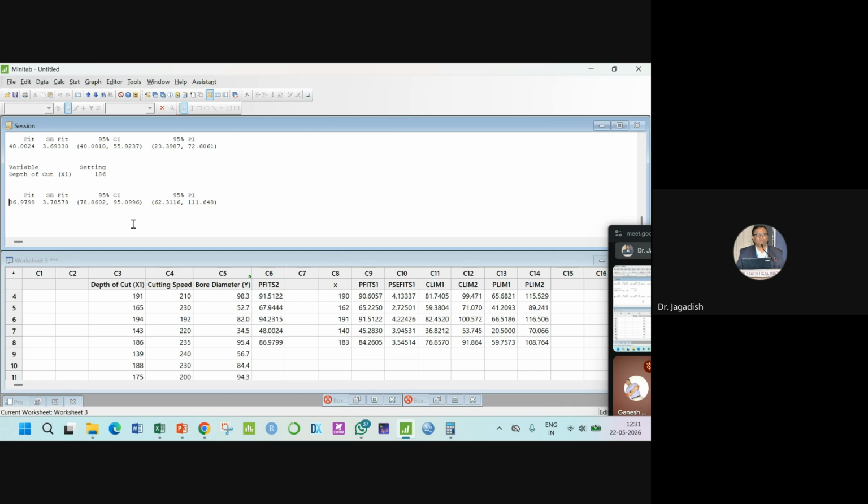This is based on the equation. We are talking about the equation as far as the prediction interval is concerned. The confidence interval is not from the equation. So when you repeat this same activity, the value is closer to between 78 and 95. That is the meaning.